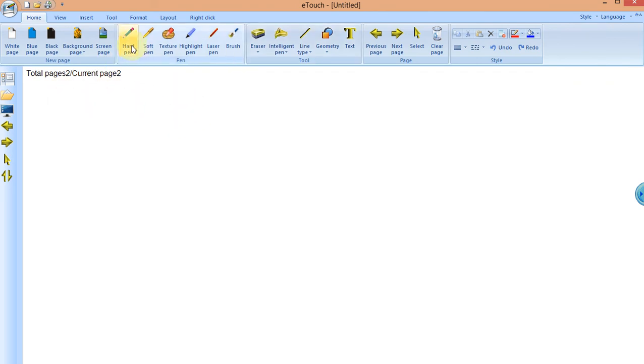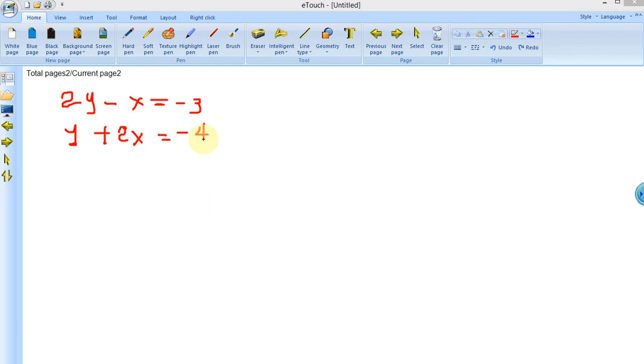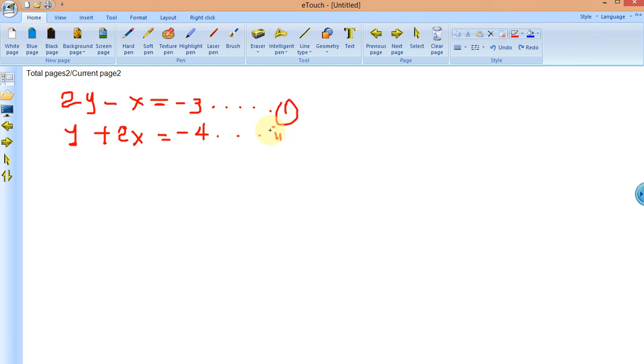So the first equation is actually 2y minus x equals to minus 3. And that's the equation of the line parallel to line BC. And the second equation is y plus 2x equals to minus 4. And the second equation is the equation of a line perpendicular to line BC. So when you solve this system of linear equations simultaneously, this is equation 1 and this is equation 2. Solve it simultaneously. And what do we have there?